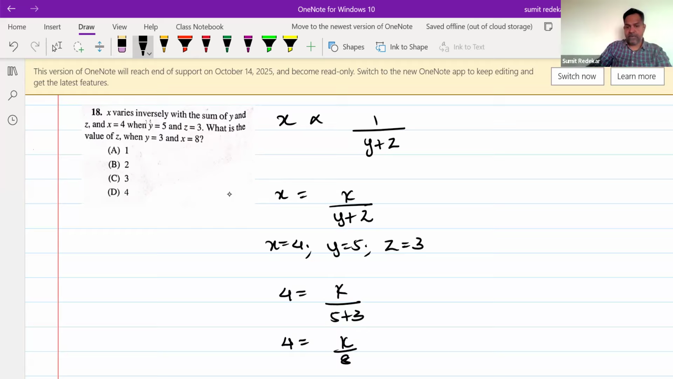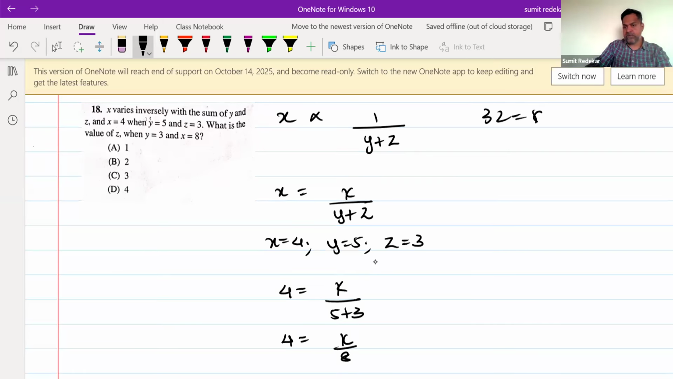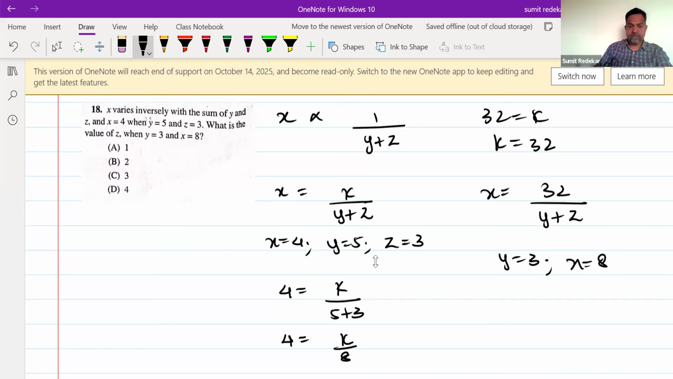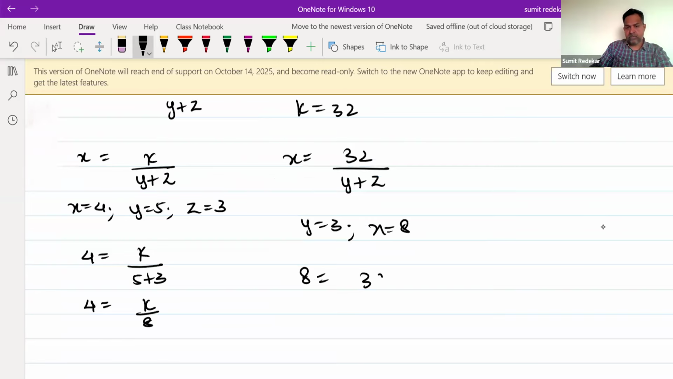Cross multiply. 8 4s is 32. 32 is k, or k is equal to 32. And if k is 32, I have my equation. x is 32 upon y plus z. What do you want? The value of z when y is 3 and x is 8. So quickly substituting, 8 is equal to 32 upon 3 plus z.